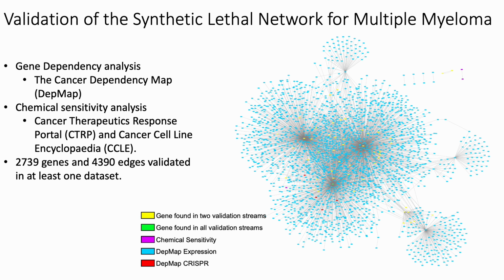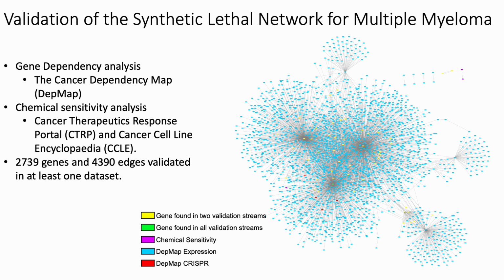To validate our predicted synthetic lethal network for multiple myeloma, we use CRISPR screen and gene expression data from the cancer dependency map. We also validated predictions by performing chemical sensitivity analysis with datasets from the Cancer Cell Encyclopedia and the Cancer Therapeutics Response portal. The validated synthetic lethal network is shown on the right, and this consists of 2,739 genes and 4,390 validated edges.